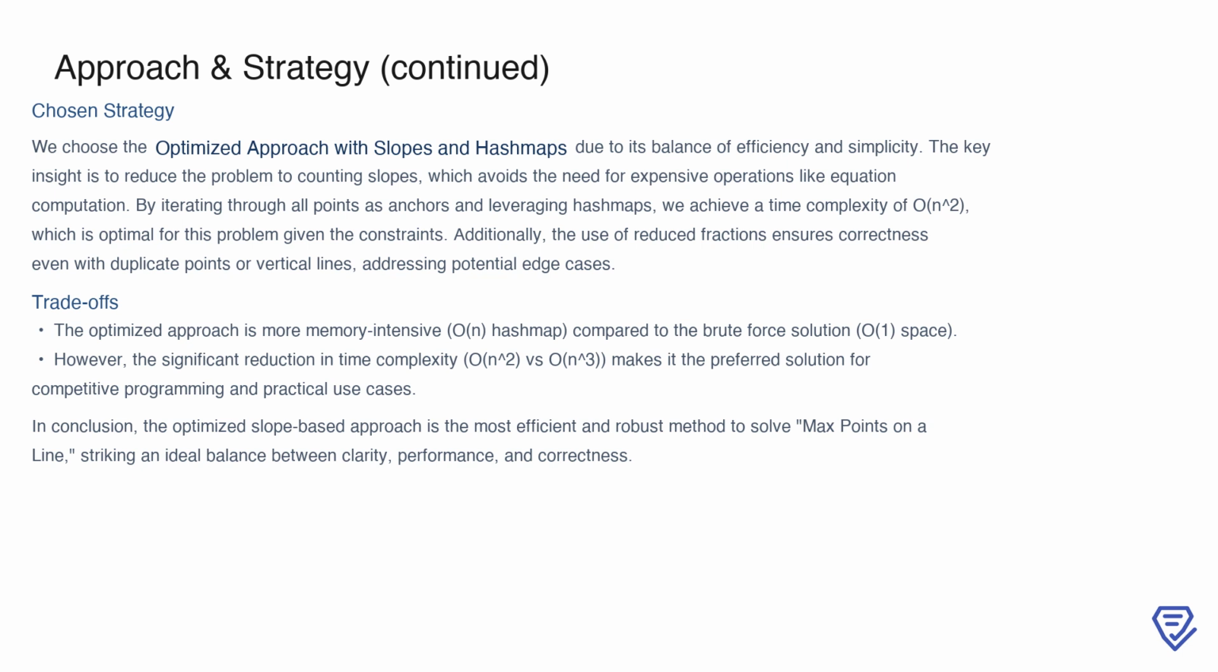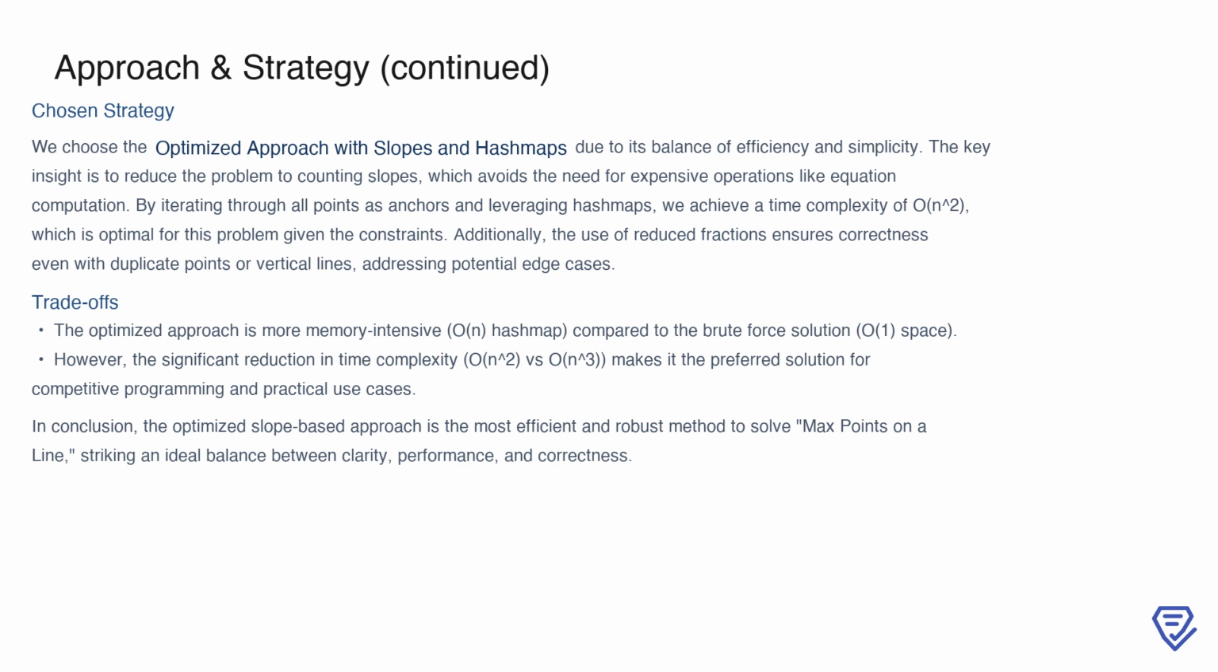The critical insight is that by reducing the task to counting slopes relative to an anchor point, we avoid computationally expensive operations like calculating full line equations. This makes the solution both faster and simpler to implement. Iterating through all points as anchors and leveraging a hashmap to store slopes results in a time complexity of O(n²), which is optimal given the constraints of the problem.